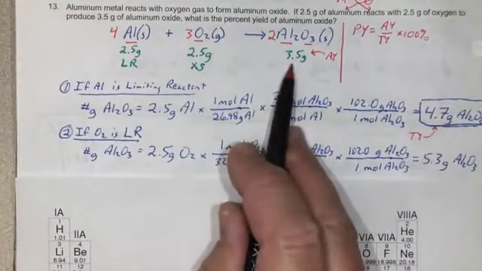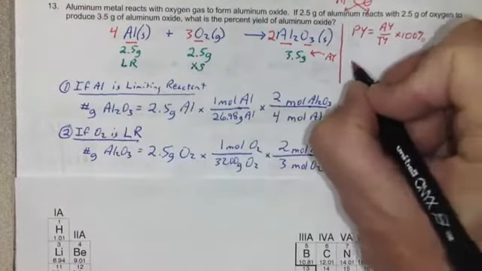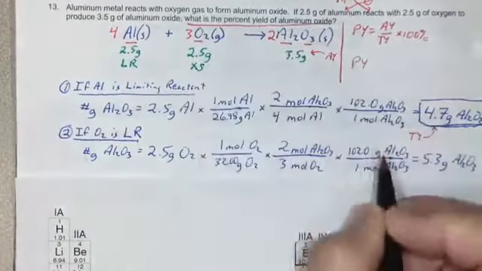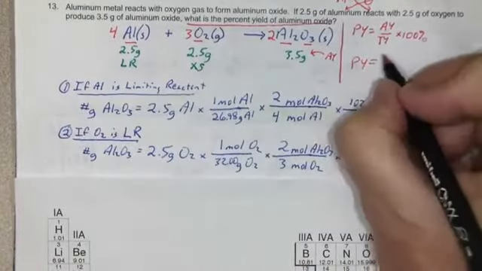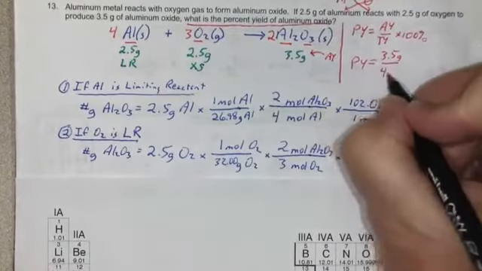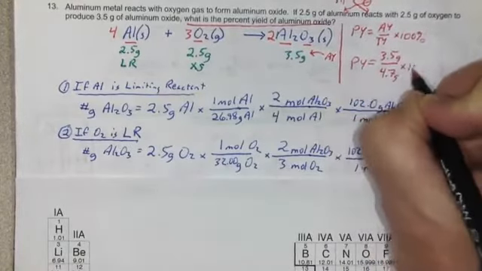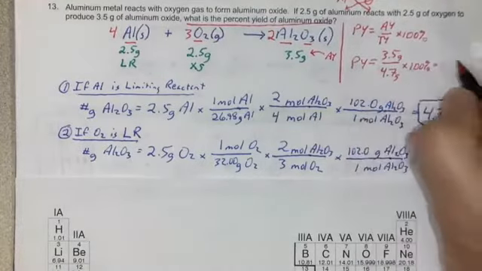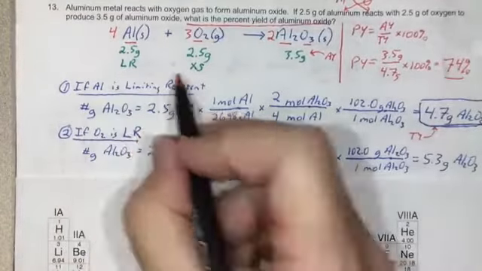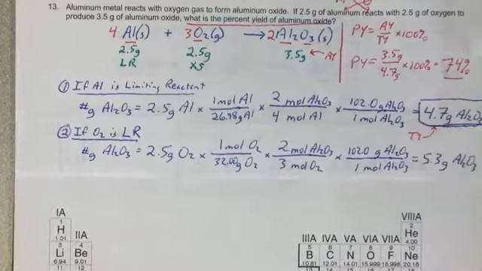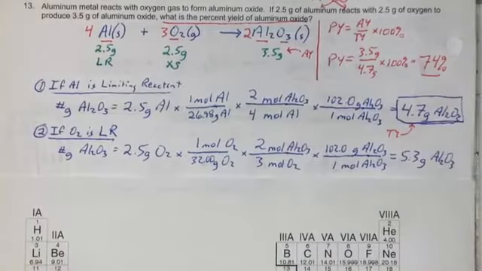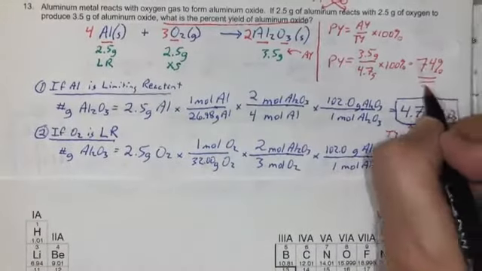But we actually got 3.5 grams. So now we can finish the percent yield calculation, because the question is asking what is the percent yield of aluminum oxide. And the percent yield is the actual yield, 3.5 grams, divided by what we theoretically should have been able to get, 4.7 grams, times 100%. And the percent yield calculates out to be 74%. In other words, when we mixed this much aluminum and this much oxygen, we got 74% of the aluminum oxide that theoretically we should have gotten, or that theoretically we would have expected to get. So that is the answer, 74%.